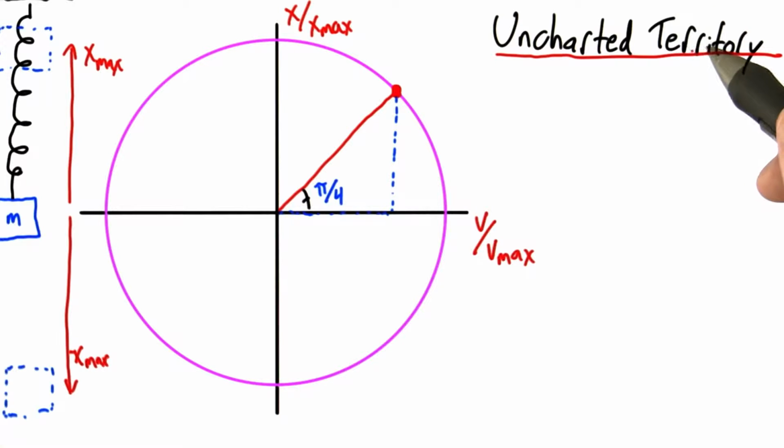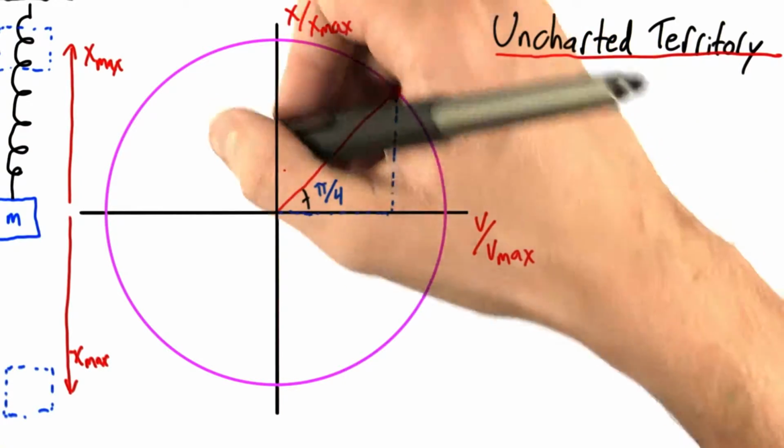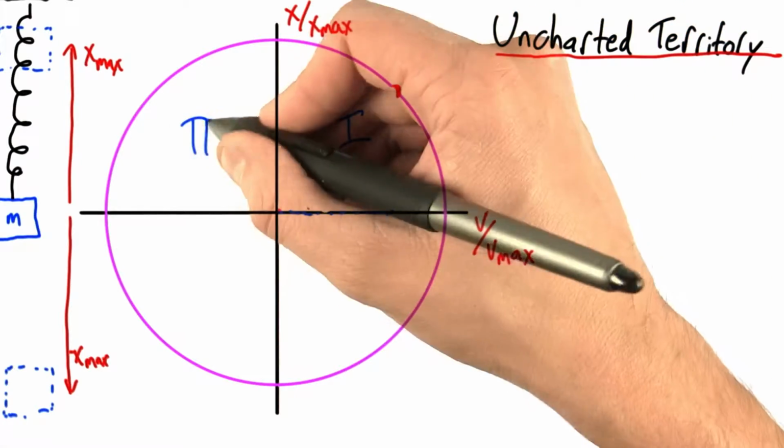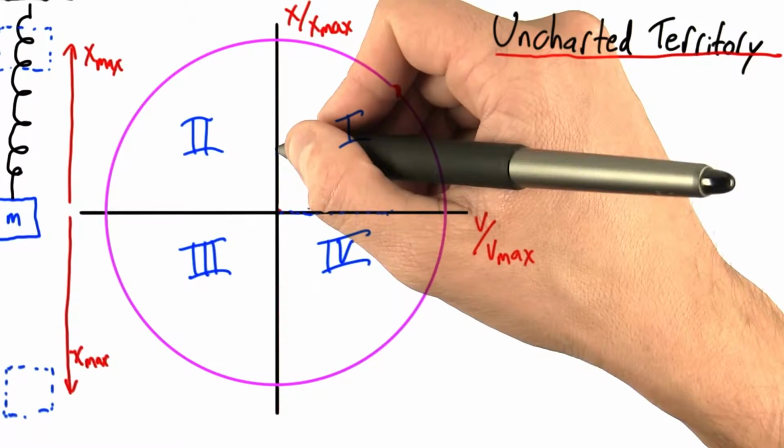All right, are you with me? It's time to push forward into uncharted territory. We're going to go out of the first quadrant. When we look at our axes like this, remember we call this the first quadrant, this the second, the third, and the fourth. So far, everything has been between 0 and 90 degrees.